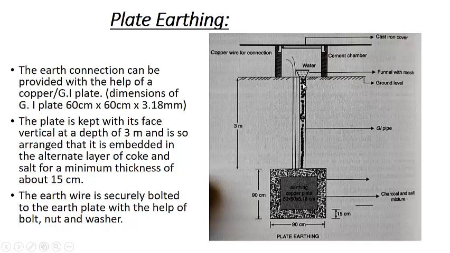And these are also charcoal and salt, and water is poured from here so that this is continuously watered and kept moist. While kept moist, the resistance will decrease.